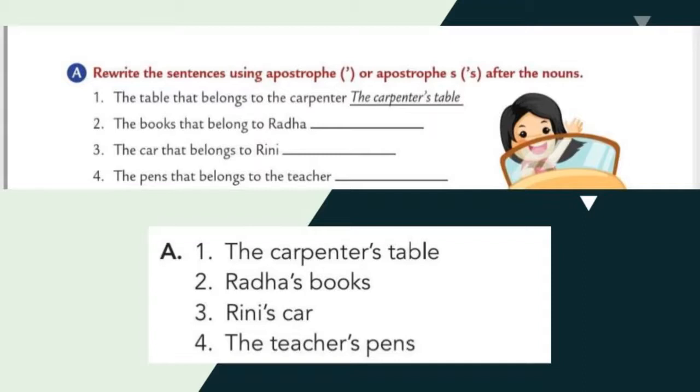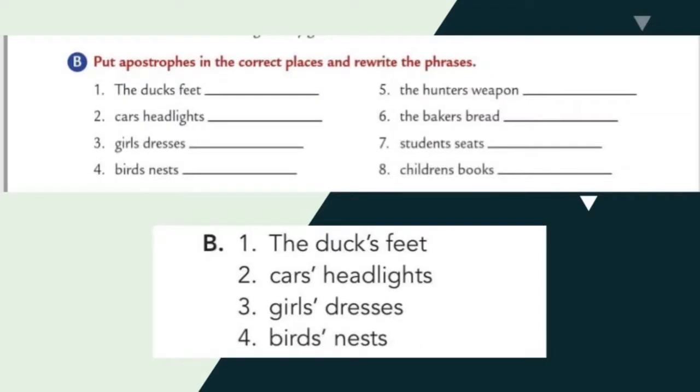Remaining four sentences are there. You should try in your grammar book. Write neatly and clearly. Students, let's move to the second exercise, that is, put apostrophes in the correct places and rewrite the phrases.